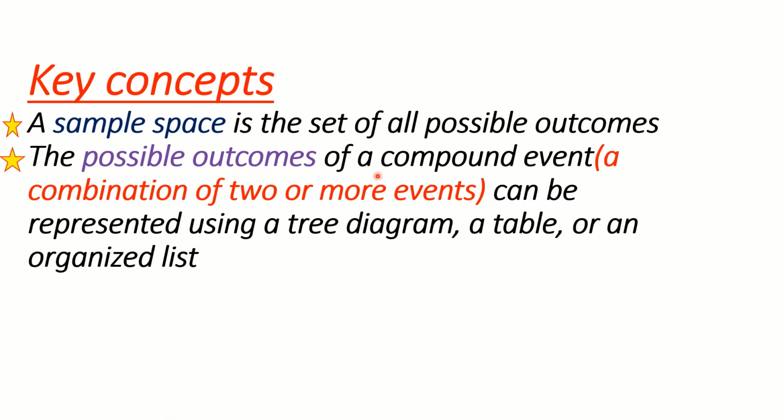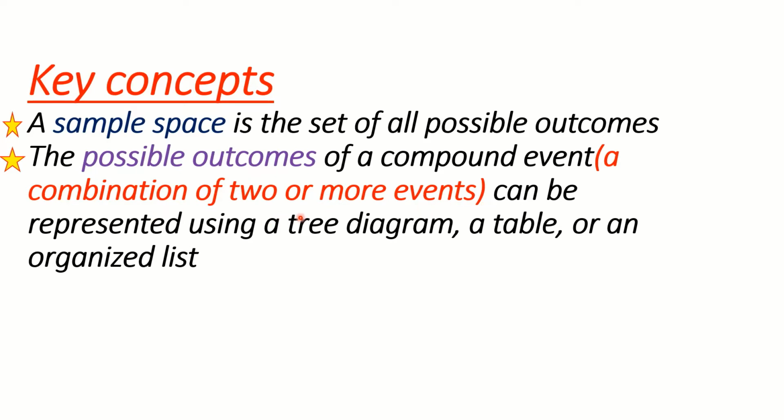The possible outcomes of a compound event is a combination of two or more events, like when you are flipping a coin and rolling a die at a time, which means having two events at a time. Then the combination of the events will be maybe 1 and head, or 2 and tail, or 3 and head, and so on. So just combining the two events at the same time.